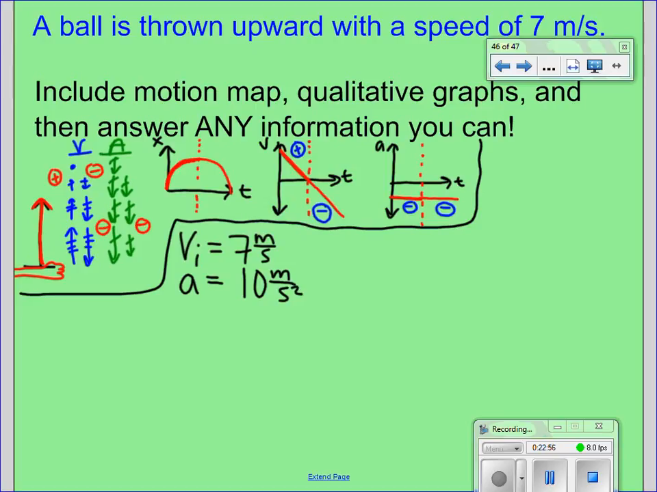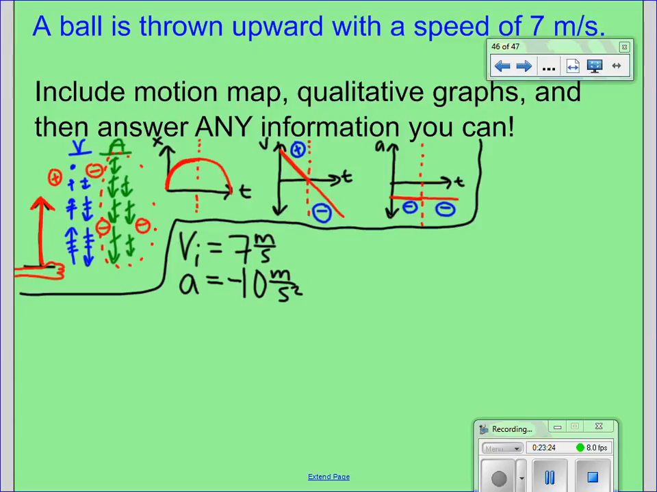Now the question is, is it positive 10 meters per second squared, or is it negative 10 meters per second squared? Well, we have to look at the motion map. Notice all the motion map vector arrows for acceleration right here, they're all pointing down. And since I made up positive, that means acceleration in this example must be negative. So you always have to look in every single problem whether or not it's positive or negative based on your motion map.